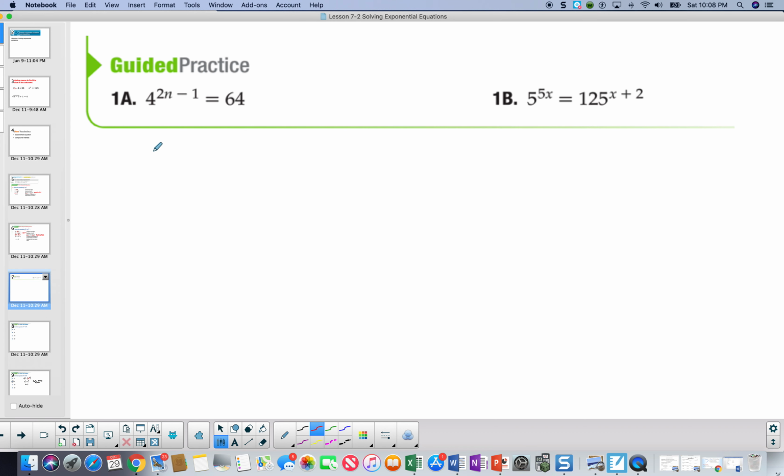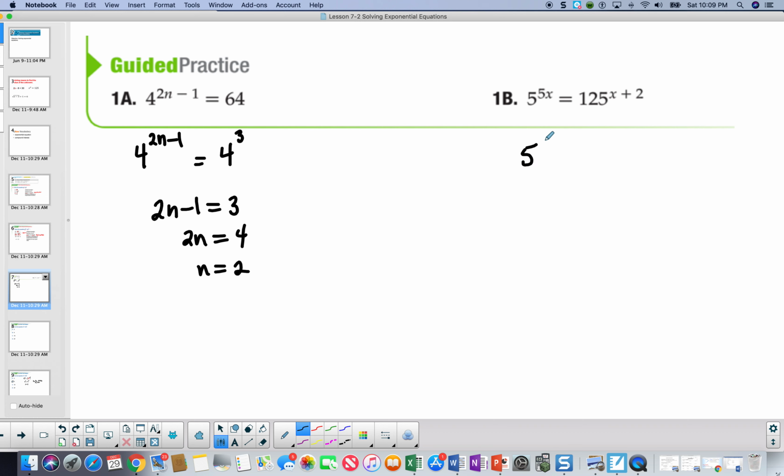Okay, let's go ahead and do it again. This is 4 to the 2n minus 1, and then this is going to be 4 to the third power, because 4 to the third power makes 64. Now I can take the exponents and set them equal to each other. 2n is equal to 4, n is equal to 2. So I have solved for n.